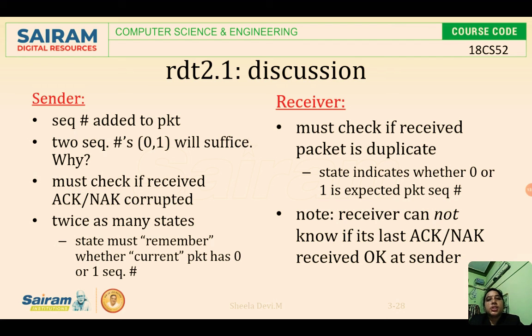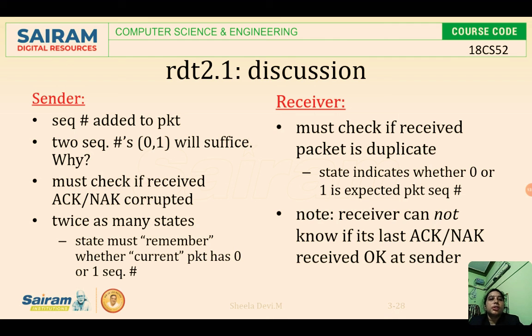So what is the disadvantage in it? Sequence numbers: if we have so many data, 4 or 5 data, the sequence numbers cannot simply be 0, 1, 2, 3, 4, 5 like that. We must also check whether the received acknowledgement or negative acknowledgement is corrupted, and that is also required. There are twice as many states, so if the number of data increases, states also will increase, which will lead to confusion.